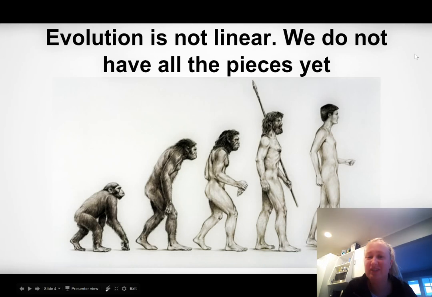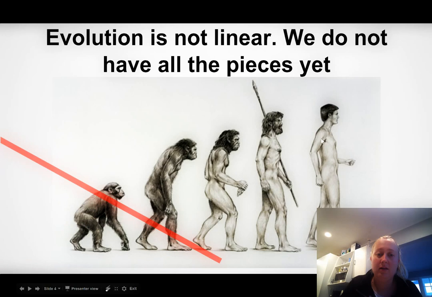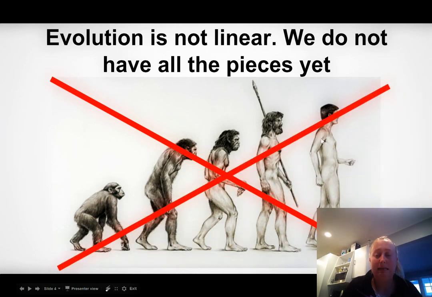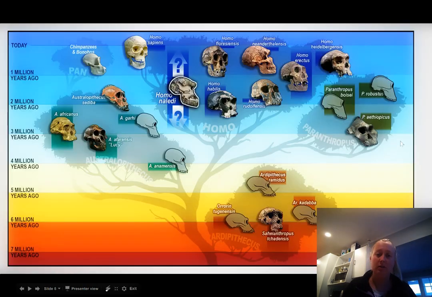Please remember, evolution is not linear. We don't go in this nice little linear progression from chimpanzee to this hairy guy, this less hairy guy, this guy with a spear, and then us. Okay, it is not linear. It is far more complicated than that. It would be nice and easy if it was linear, but it's not.